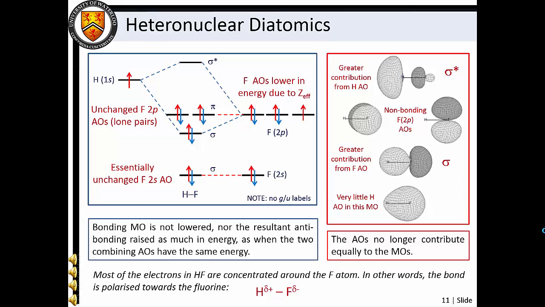The 2pz atomic orbital of fluorine does, however, interact strongly with the hydrogen 1s atomic orbital owing to their relative proximity energetically. Constructive overlap between the hydrogen 1s and fluorine 2pz AOs leads to formation of a bonding sigma orbital, while destructive overlap results in the formation of a sigma star antibonding MO. Owing to the fact that the fluorine 2pz atomic orbital is lower in energy than the hydrogen 1s, the bonding sigma MO has a higher relative contribution from the fluorine 2pz than the hydrogen 1s. Likewise, the antibonding sigma star MO has a higher relative contribution from the hydrogen 1s atomic orbital.